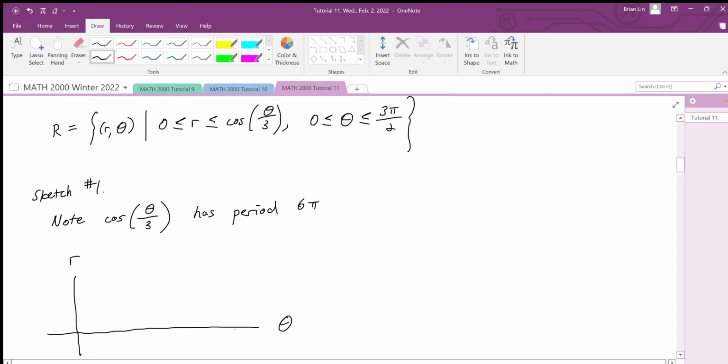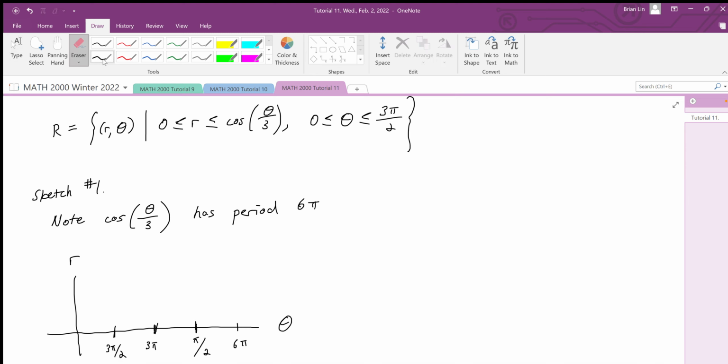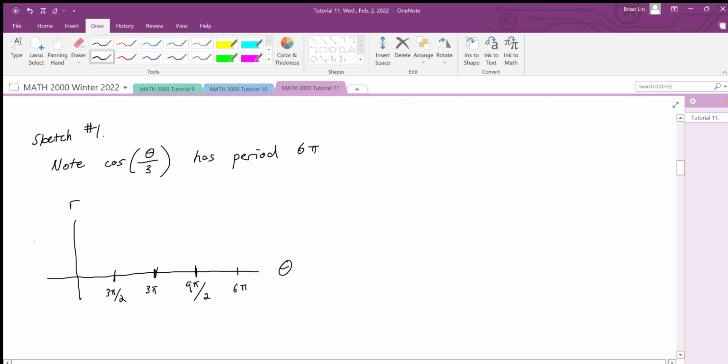So let's say this is 6 pi. Divide that by 2, divide this by 2, divide that by 2. Okay. So this is 3 pi over 2, this is 3 pi, and then this is 6 pi. Sorry, not 6 pi over 2, that's 9 pi over 2. And then, if I were to graph this, let's say this is radius 1, r equals 1.